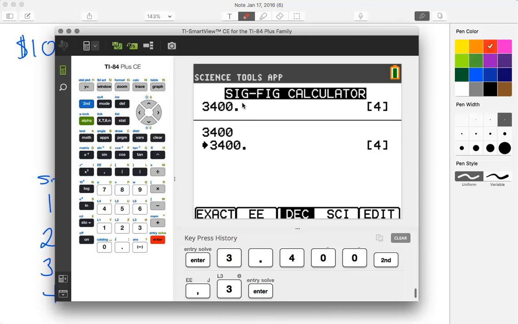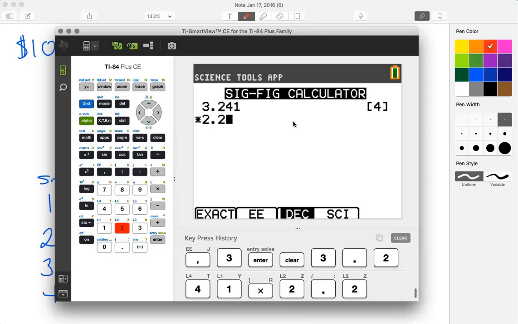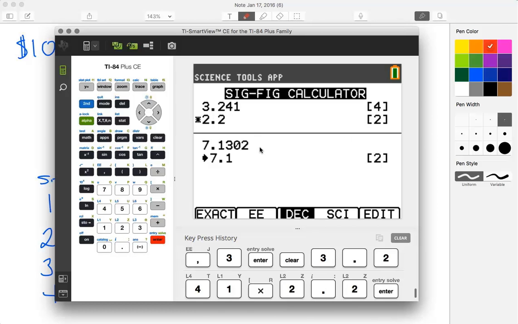What's great about this sig fig calculator too is that it actually keeps the number of significant figures for you. It's a great tool. So if I were to put 3.241, which has 4 significant figures in it, and I were to multiply that by let's say 2.2, which only has 2 significant figures, it would give me the answer and maintain 2 significant figures. It does the same thing with addition and subtraction, which has different rules, and we will go over that in a little bit.